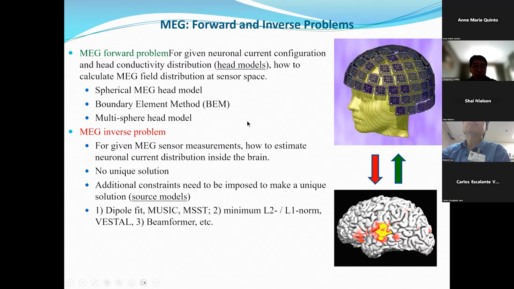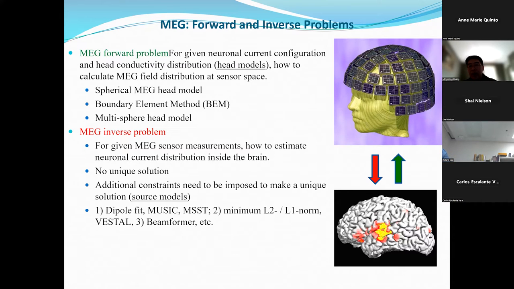We're going to talk today about the very simple spherical MEG model. We use that one for some simple cases, and the more complicated and more accurate boundary element method, almost the gold standard for MEG forward calculation. And we can also talk about a multi-sphere head model, which gives you pretty quick calculation with accuracy similar to BEM. Then we spend a lot of time talking about MEG inverse modeling.